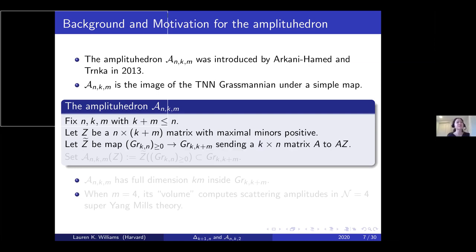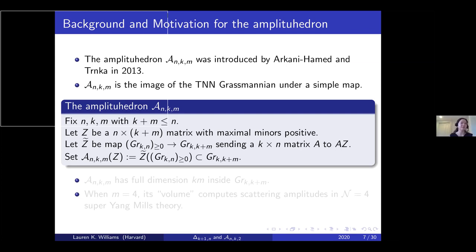And now this induces a map from the TNN Grassmannian into a different Grassmannian of k-planes in k plus m space. And the way that map works is simply by matrix multiplication. So if you start with your k by n matrix A, representing a point in the TNN Grassmannian of k-planes in n space, then all we do is multiply our k by n matrix by our n by k plus m matrix, and we get a k by k plus m matrix, which one can check has full rank, and hence represents a point in the Grassmannian of k-planes in k plus m space.